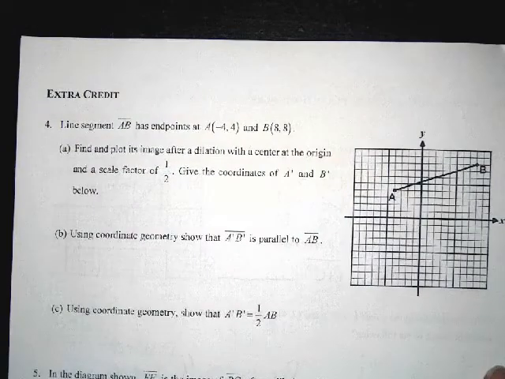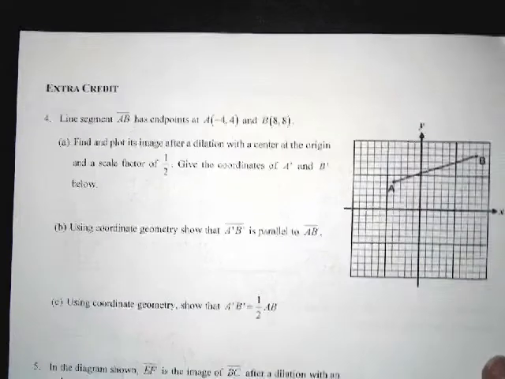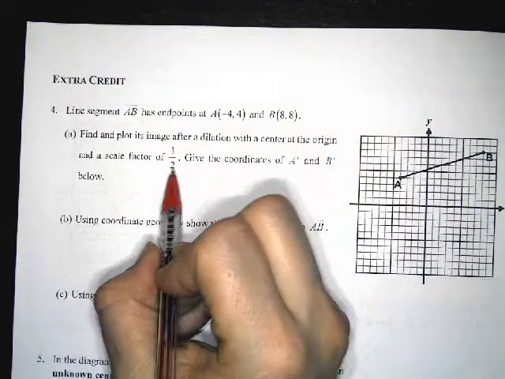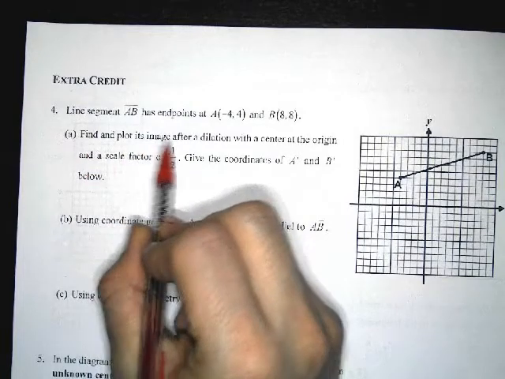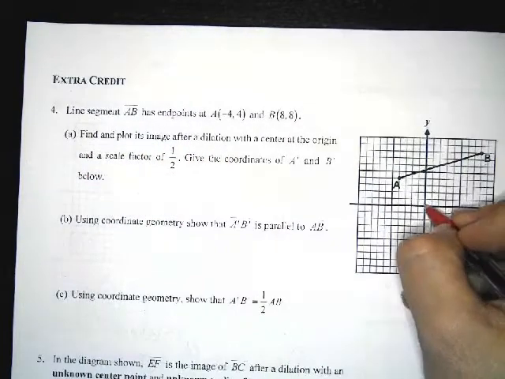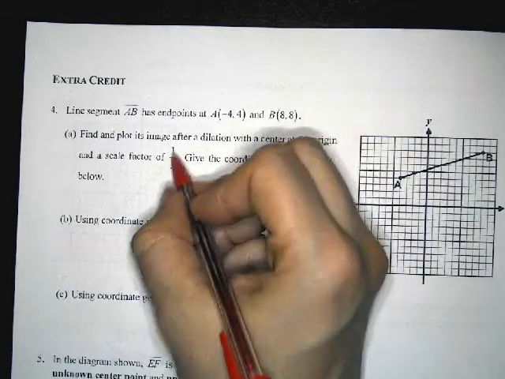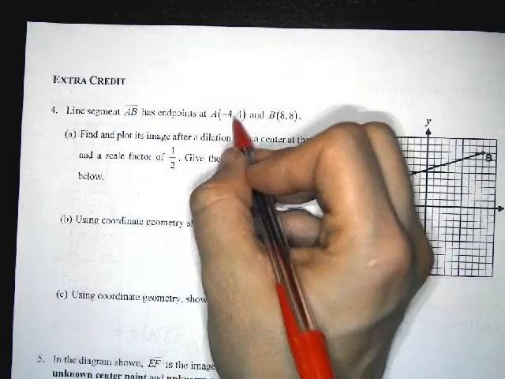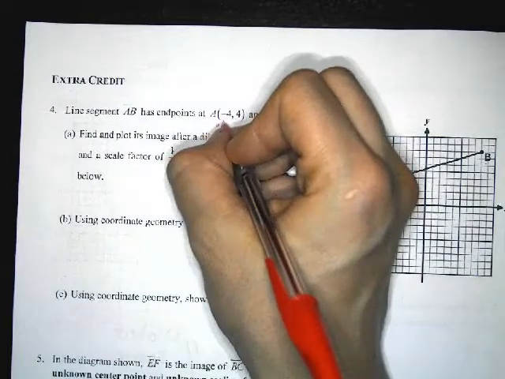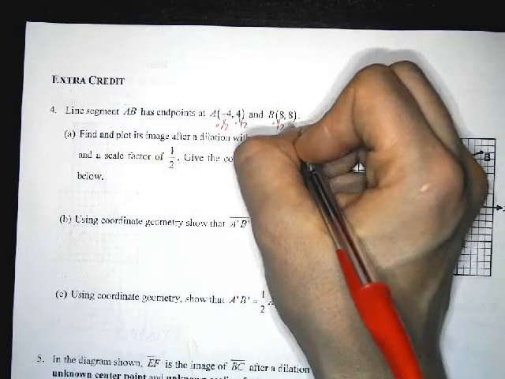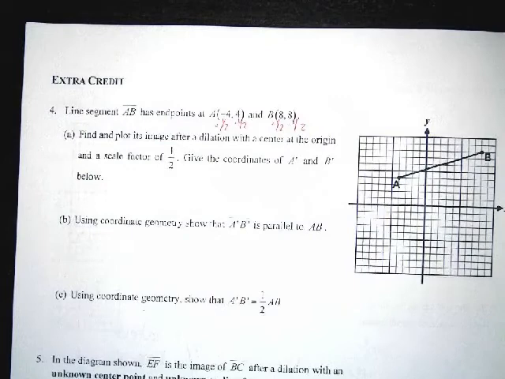Now your questions on the back of this page are not truly assigned to you unless you would like to do extra credit. Here in this one, they plotted it for you and they gave you a scale factor. So we have to find and plot its image after a dilation, again with the center at the origin, and a scale factor of 1/2. That means you would take both of these coordinates and multiply them by 1/2 to get the new ones.